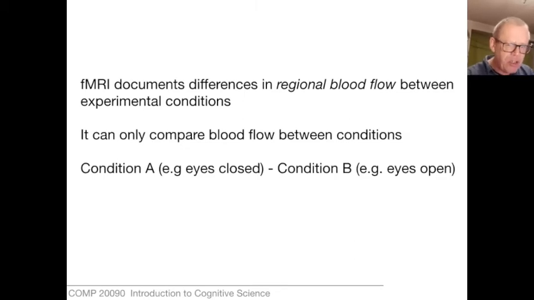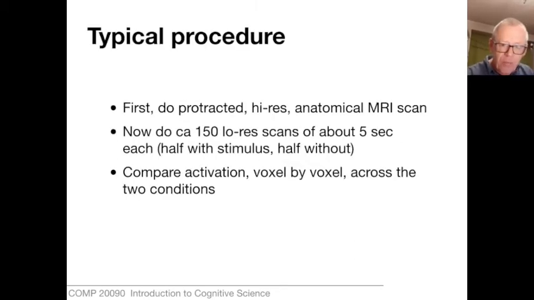So a typical procedure looks like this. First of all, we orient ourselves by doing a high-resolution anatomical MRI scan. That takes about 15 minutes. Then we conduct the experiment in which there are at least two conditions. Usually it's more complicated than that. But what we'll do is we'll do multiple scans, maybe about 150 fairly low resolution scans. Each one takes about 5 seconds to do. And so we can't make any distinctions within that 5 seconds.